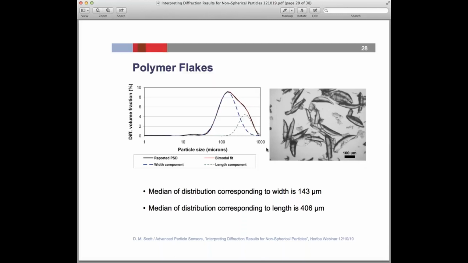But they also have this nice bimodal distribution that we can apply the fit to and pull out some quantitative information. Based on this approach, we found that the median of the distribution corresponding to the width is about 143 microns, and the median corresponding to the length is about 406 microns. If I wanted to get the aspect ratio, I would take a ratio of these two numbers and then apply that graph that I showed you earlier to get an actual aspect ratio.